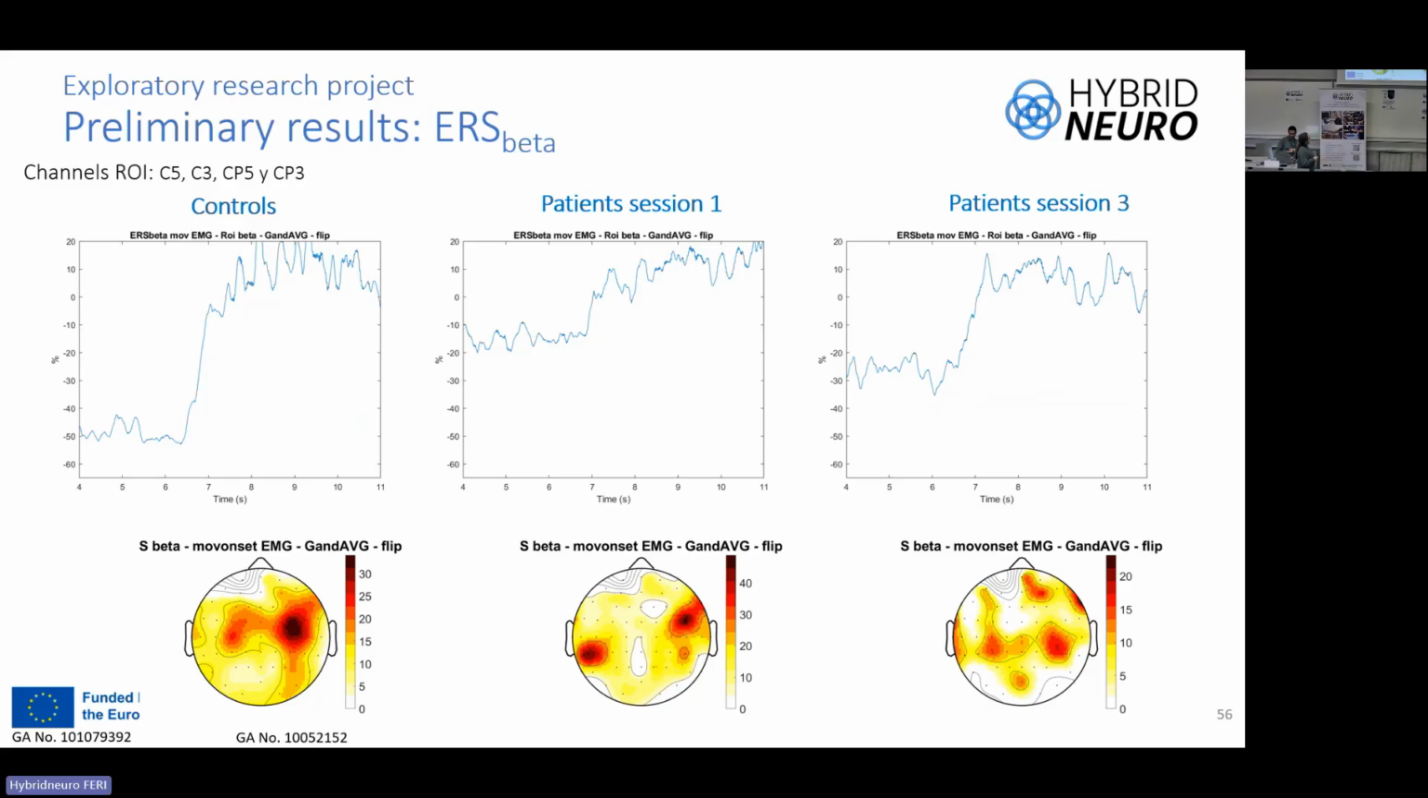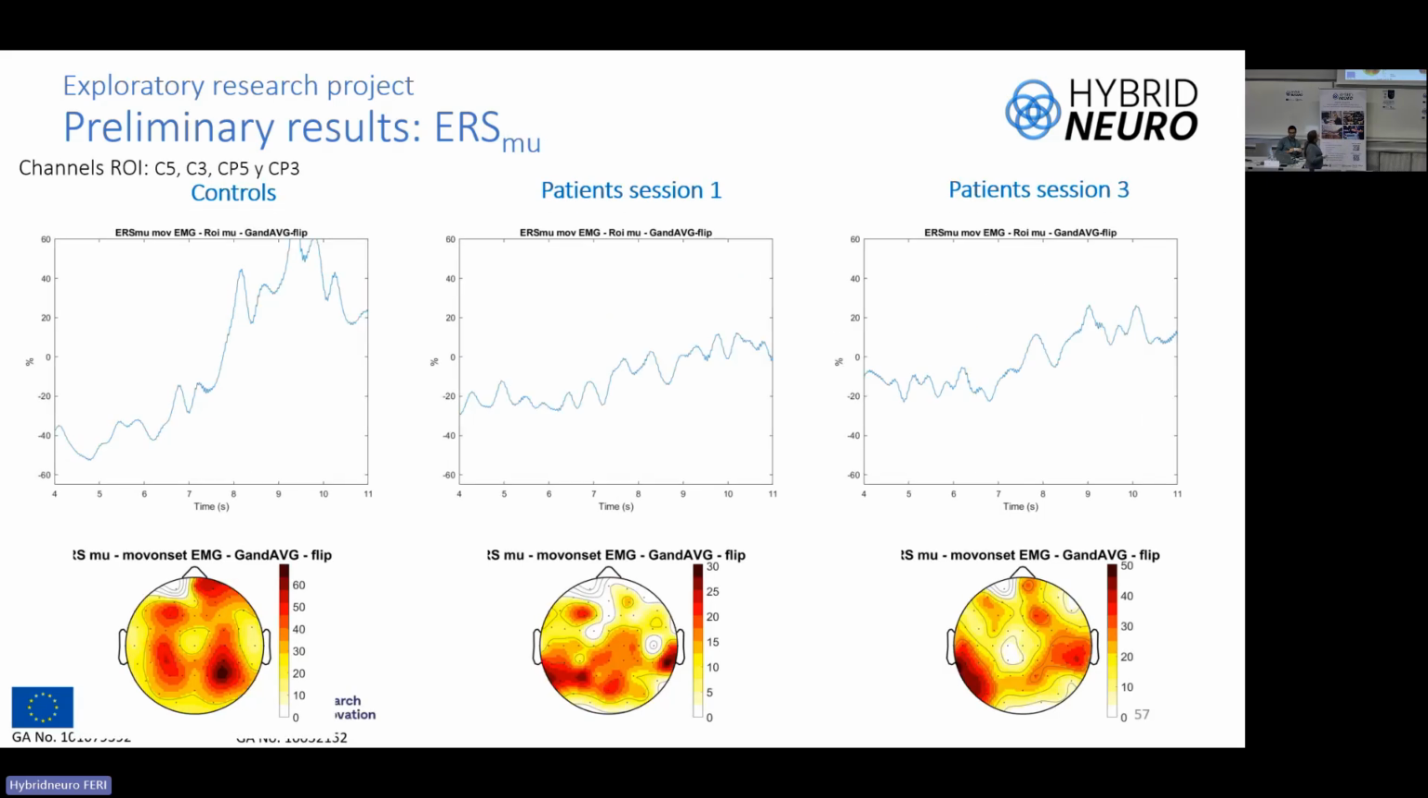Afterwards, we also have the synchronization: what happens after the termination of the contraction, or during the relaxation? In this case, the results are not very good, but I also have to say that this was aligned again with the movement onset. Perhaps some of the patients continued for a longer time, so maybe that is one of the problems, and this needs to be corrected. The same happens in the mu band.